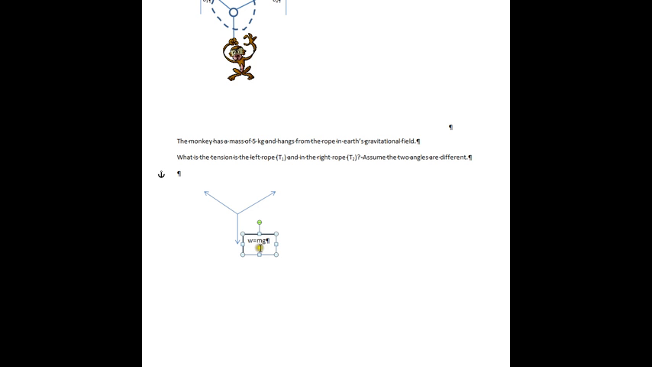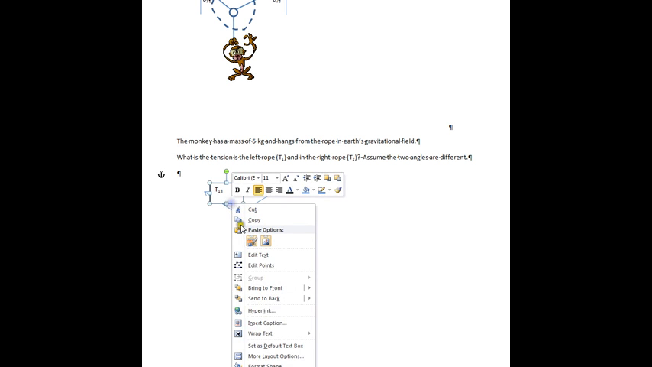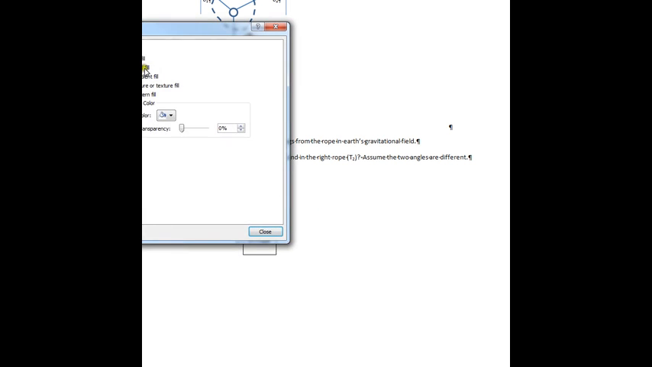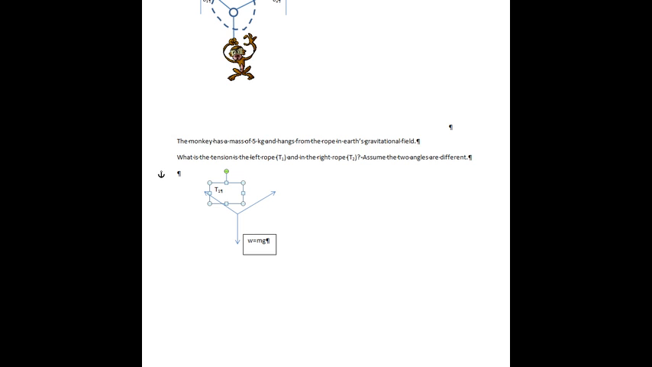So the weight is equal to mg. The force that's revealed on the left side is just the tension. We're calling this T1. We really need to fix these. And then we'll call this one T2.